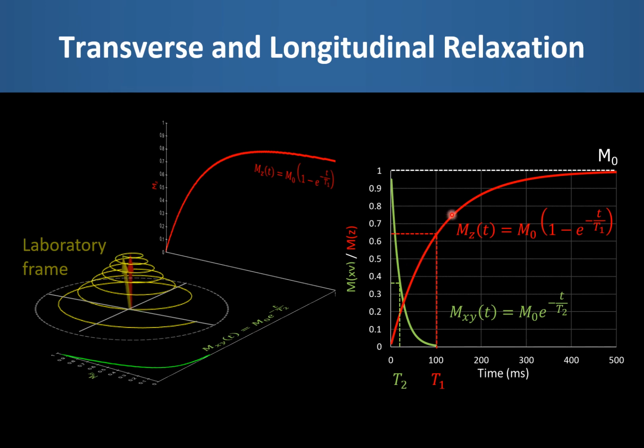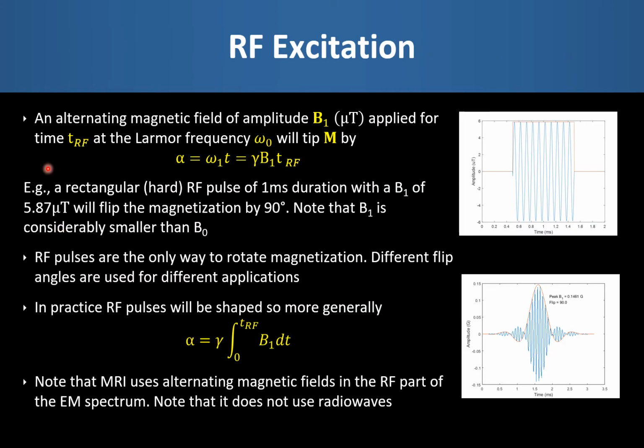Of course, the magnetization will eventually recover back to the equilibrium value. Again, this is an example from biological tissue. We can see that the T2 relaxation time is about an order of magnitude shorter than the T1 relaxation time. Just a little bit more about RF excitations.